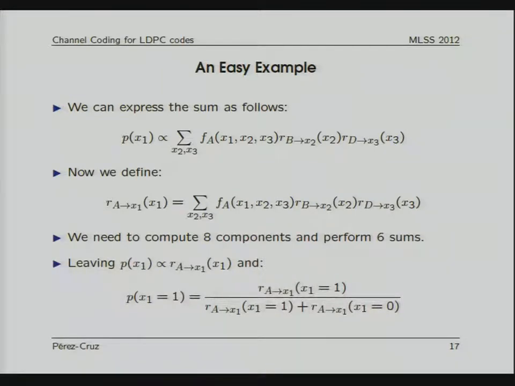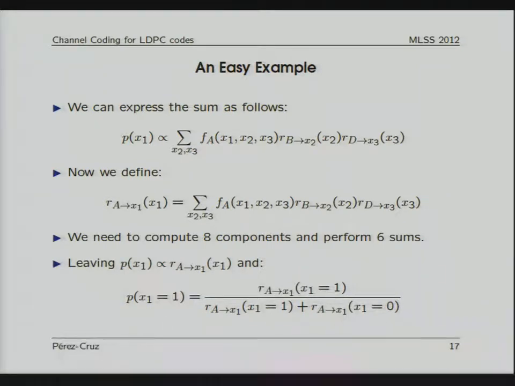And for the last one, I'm going to add x2 and x3. And the thing that I'm going to do is, again, I have to compute 8 components and perform 6 sums. Okay? And now we know that p of x1 is proportional to this RA of x1, this function of x1, and we just normalize. And when we normalize, if the probability of x1 is greater than 0.5, then we'll say that the MAP solution is x1 equal to 1. If it's less than 0.5, we'll say that the MAP solution is x1 equal to 0.